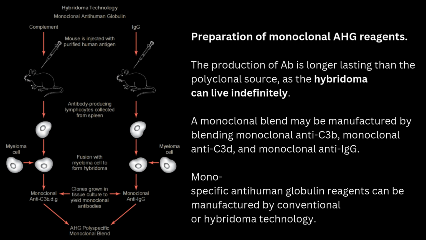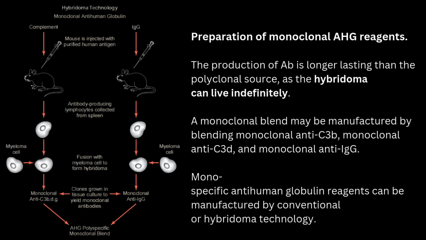So here, the hybridoma technology: preparation of your monoclonal AHG reagent. When discussing the preparation of our monoclonal AHG reagent, it's really important to highlight their durability and specificity. These antibodies are produced from hybridoma technology for monoclonal anti-human globulin. They have the advantage of being produced by hybridomas, which can live indefinitely, so immortal. This longevity means that the production of antibodies is more reliable and sustainable compared to the polyclonal sources, which rely only on the lifespan of the donor animal.